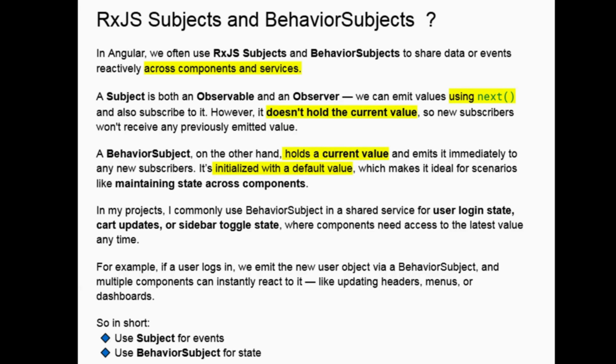For example, if a user logs in, we emit the new user object via our BehaviorSubject, and multiple components can instantly react to it, like updating headers, menus, or dashboards. So, in short, use Subject for events, use BehaviorSubject for state.